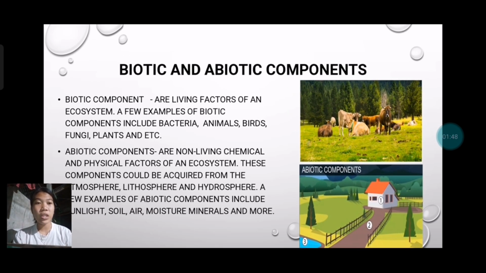Biotic and abiotic components. Biotic components are living factors of an ecosystem. A few examples of biotic components include bacteria, animals, birds, fungi, plants, and etc. Abiotic components are non-living chemical and physical factors of an ecosystem. These components could be acquired from the atmosphere, lithosphere, and hydrosphere. A few examples of abiotic components include sunlight, soil, air, moisture, minerals, and more.